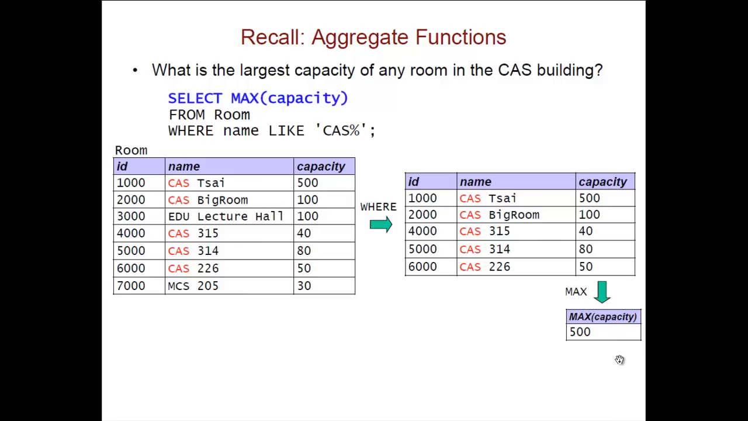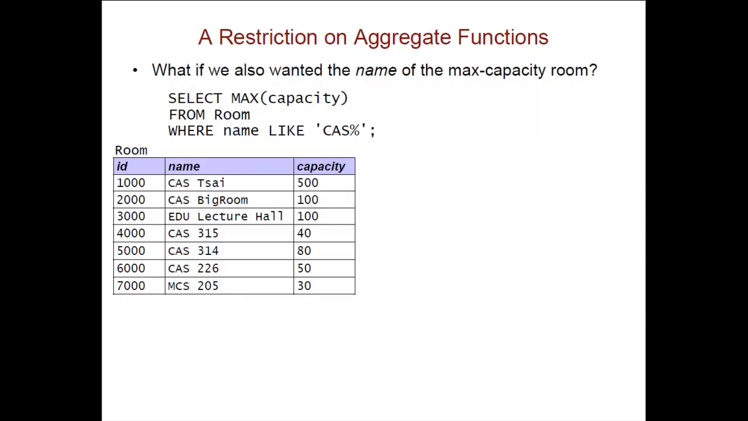Now, presumably, if we're doing this query, we actually want to know which room has that capacity. And so if we want the name of that max capacity room, how would we find it? Well, it might seem like we could come up here to our select clause and just put the name in there along with max capacity. But it turns out this does not work in standard SQL.